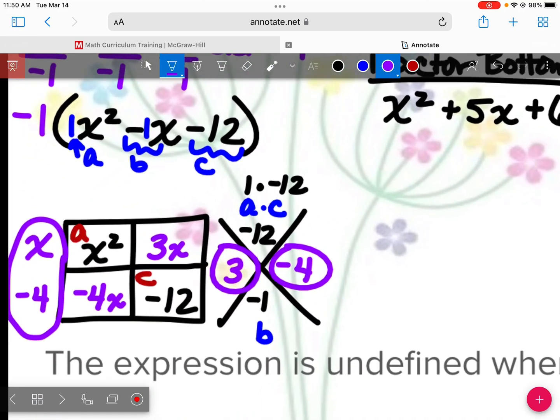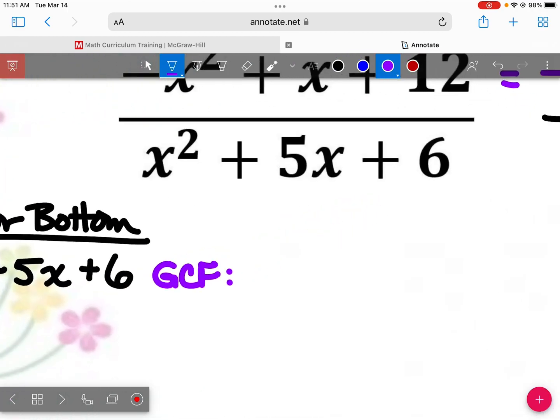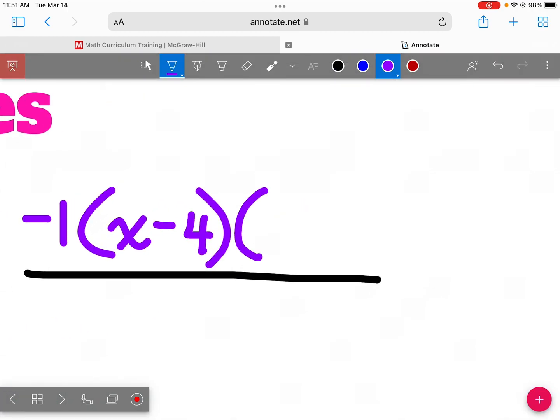Let's go do our columns now. X squared and negative 4x. What can I take out of both? X. 3x and negative 12. What's the biggest thing that goes into both of those? 3. Positive or negative 3? Positive, because touching a positive box, the 3x is positive.